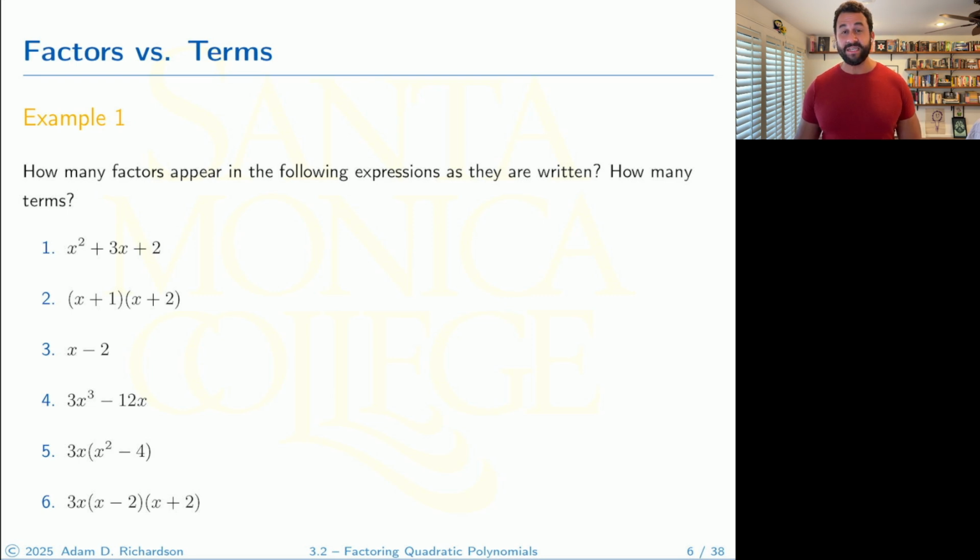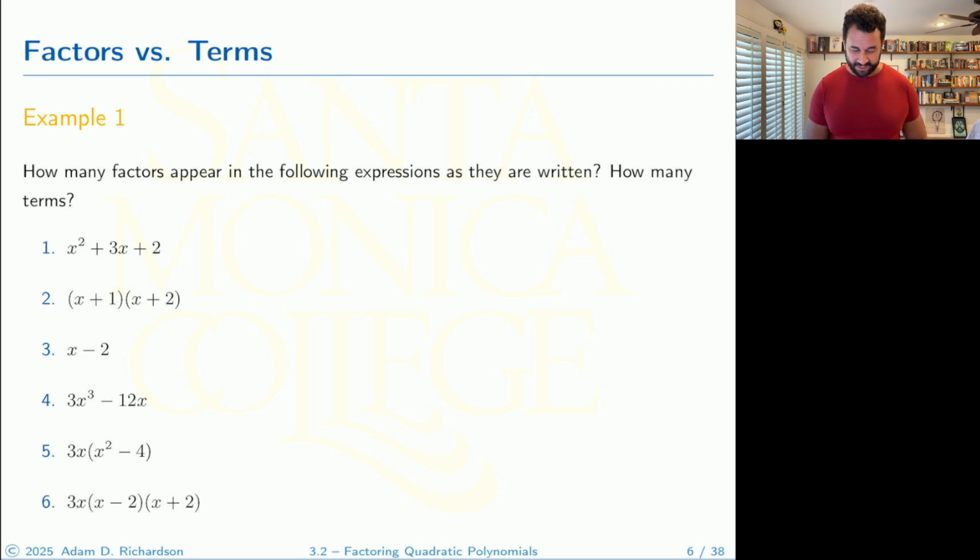Right. Okay, here we go. The reason this is an interesting question is because it will really hammer home the difference between factors and terms. So, in this expression here, there's one factor, and it's the entire expression. But there are three terms. One, two, three. So this expression has one factor, the whole thing, but three terms.